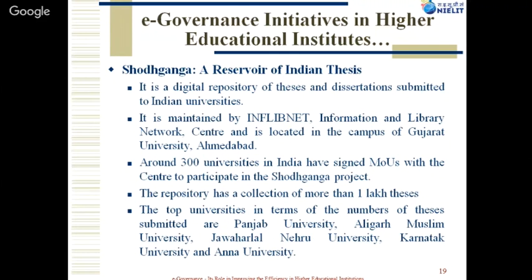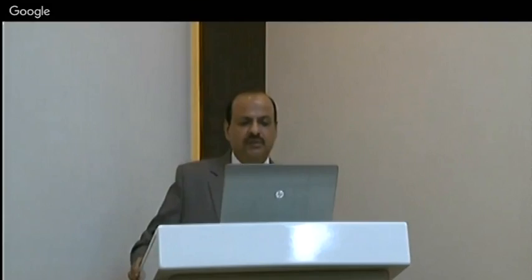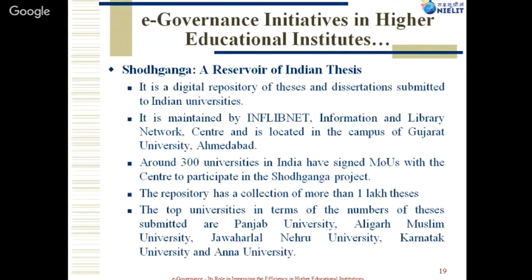The repository has till now a collection of more than 1 lakh theses, which is a very good initiative. So for the research angle, for the experiment angle, the information is available. One can go through it easily. Instead of searching here and there, it is just one site. You can get many things. Top universities in terms of number of theses submitted are Punjab University, Aligarh Muslim University, Jawaharlal Nehru University, Karnataka University, and Anna University. These are the 5 top universities who are really contributing to this Shodh Ganga initiative. All the theses are now being uploaded on this site.